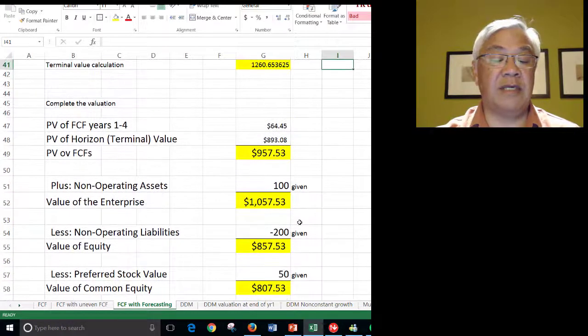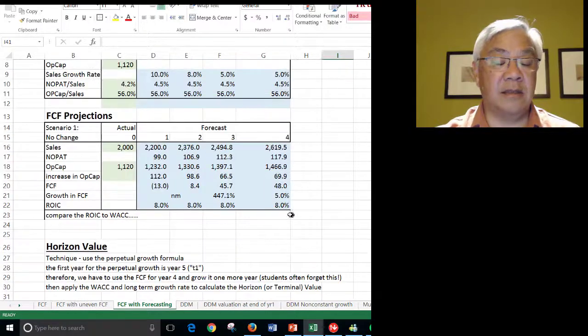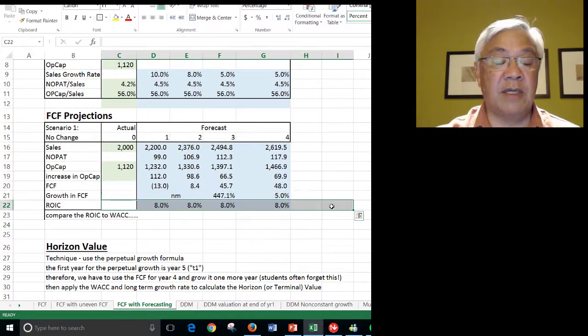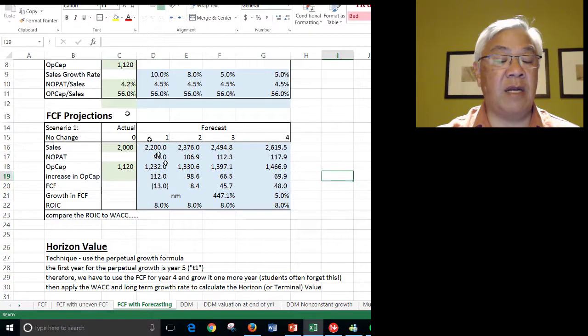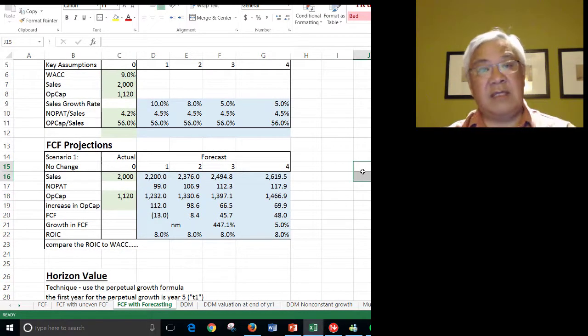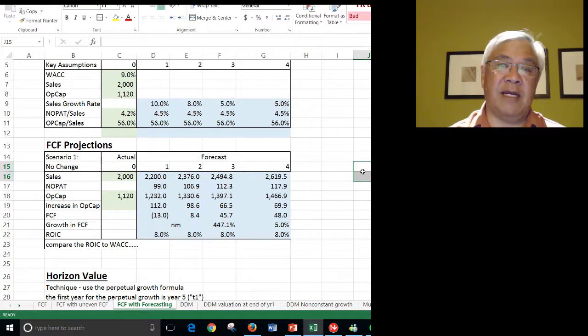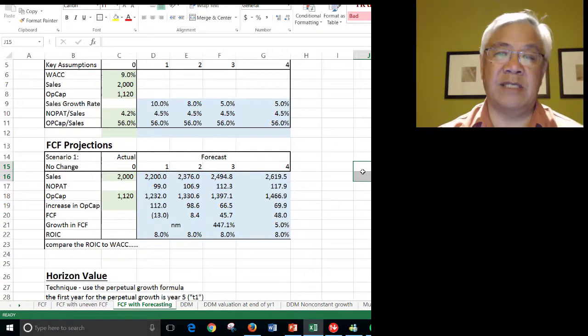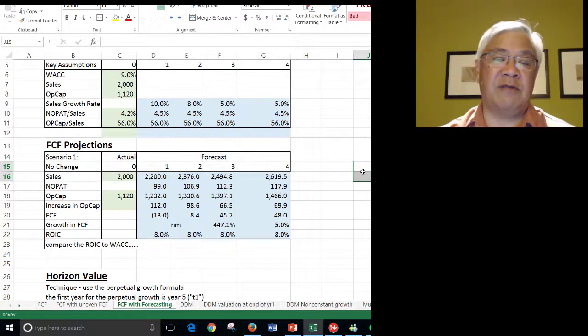So one thing you might notice here is that our return on invested capital is 8% when our weighted average cost of capital is 9. That's a very significant problem in this case, or any company, where the required return of your investors is greater than what you're actually generating. And we're projected to do this forever. So this is really an unsustainable business model where the investors will not stay put for many years.